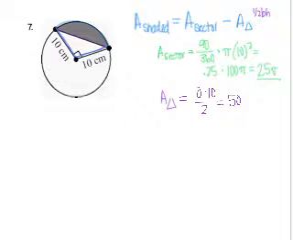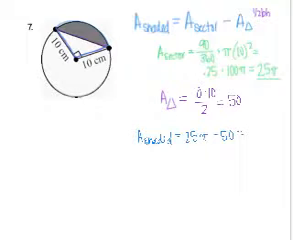So now I'm going to go back, and what is the area of the shaded region? Well, the area of the shaded region is the area of the sector, which is 25 pi, minus the area of the triangle, which is 50. And when I type that in, 25 pi minus 50, I get 28.54 centimeters squared.